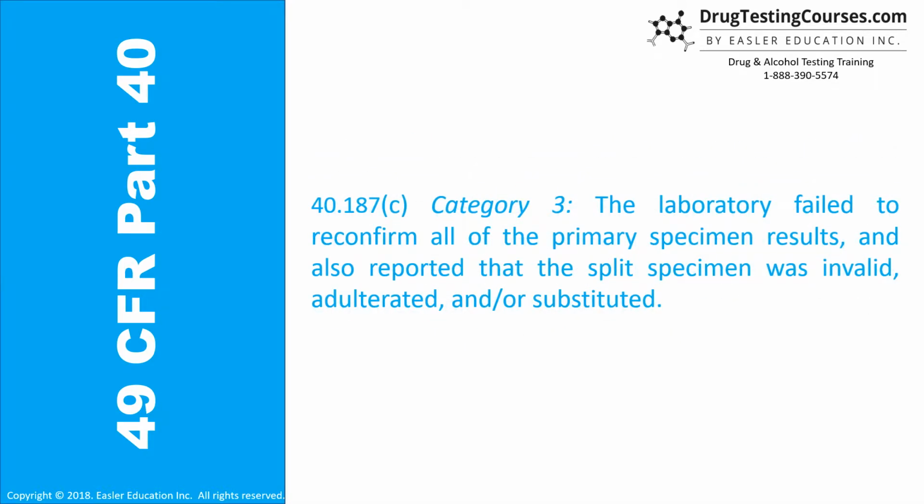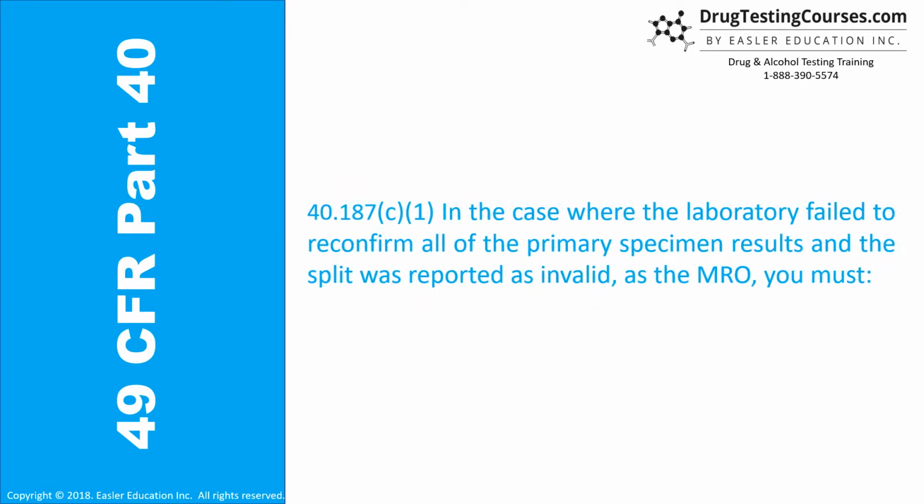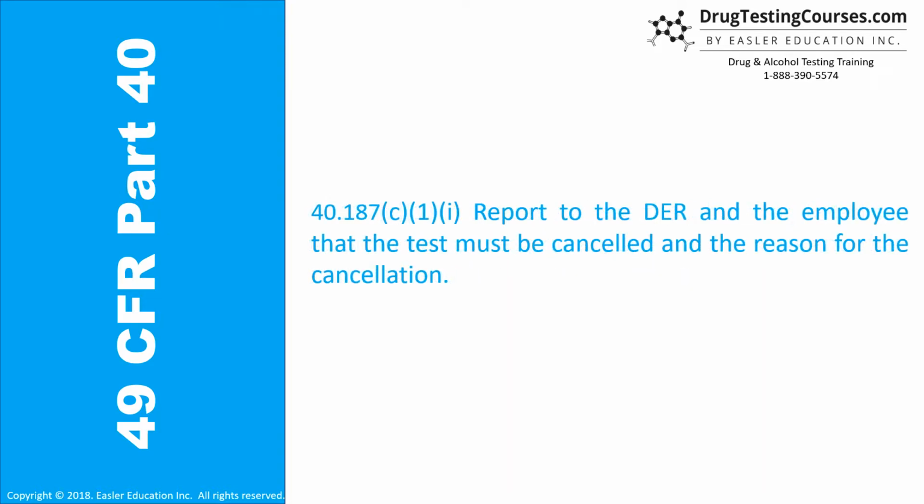40.187C. Category 3. The laboratory failed to reconfirm all of the primary specimen results and also reported that the split specimen was invalid, adulterated, and/or substituted. 40.187C1. In the case where the laboratory failed to reconfirm all of the primary specimen results and the split specimen was reported as invalid, as the MRO, you must. 40.187C1 sub 1. Report to the DER and the employee that the test must be canceled and the reason for the cancellation.